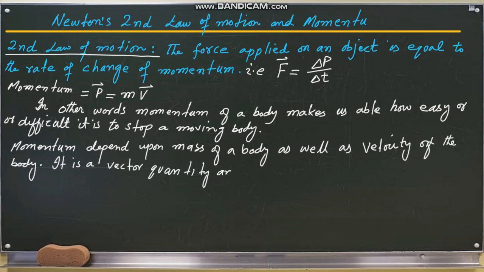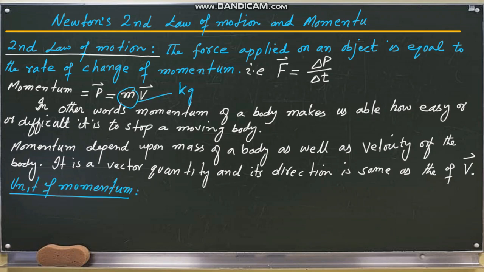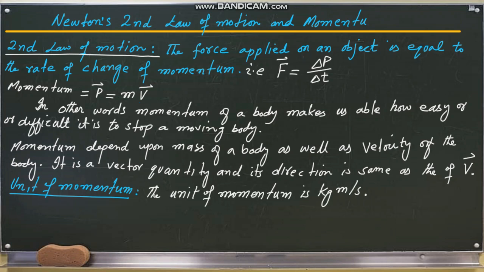Momentum is a vector quantity and its direction is the same as that of velocity. Since the unit of mass is kilogram and the unit of velocity is meter per second, hence the unit of momentum is kg meter per second.